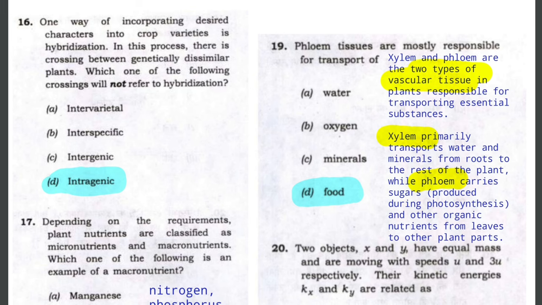Next question is related to phloem and xylem. So phloem tissues are mostly responsible for transport of, so the correct answer would be D, food, and phloem carries the sugars and other organic nutrients from leaves to the plants, whereas xylem primarily transports water and minerals from roots to the rest of the plant. So there is a trick to remember this, that phloem sounds like food, for both start with the Hindi word for. So that's the trick I used to remember. So you can also remember by using this trick. And let's see the next question.